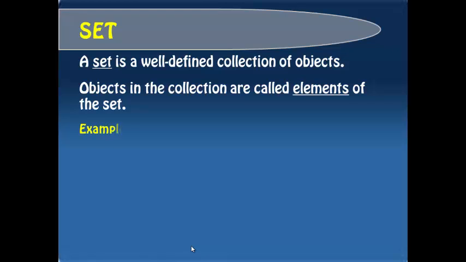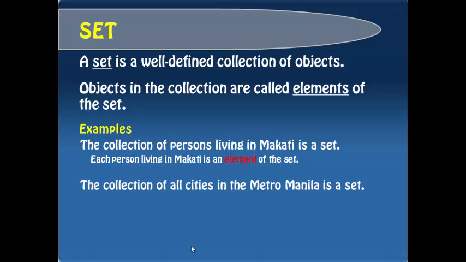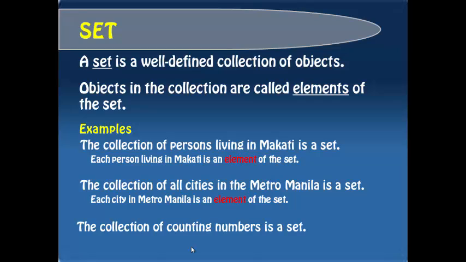Examples: the collection of persons living in Makati is a set. Each person living in Makati is an element of the set. Another one, the collection of all cities in Metro Manila is a set. Each city in Metro Manila is an element of that set. Another example, the collection of counting numbers is a set. Each counting number is an element of that set.